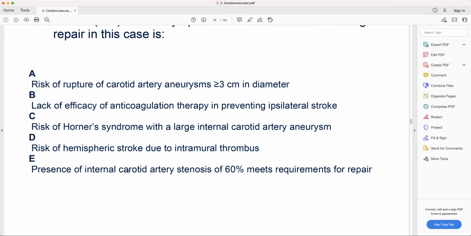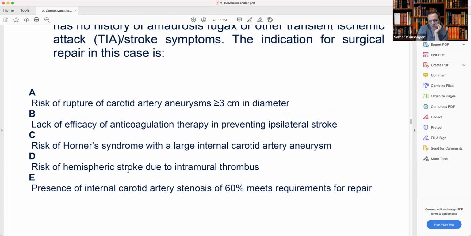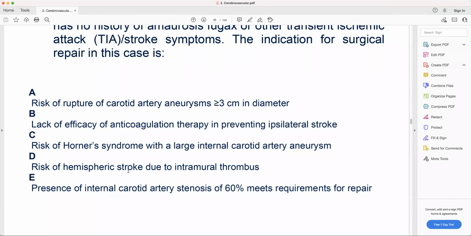Risk of hemispheric stroke due to intramural thrombus. So, why do we do surgery? Indication for surgery because of the risk of hemispheric stroke due to intramural thrombus. Correct or wrong? Yes, you have intramural thrombus and you have aneurysm, so the risk of stroke is high. So that is why we do surgery.